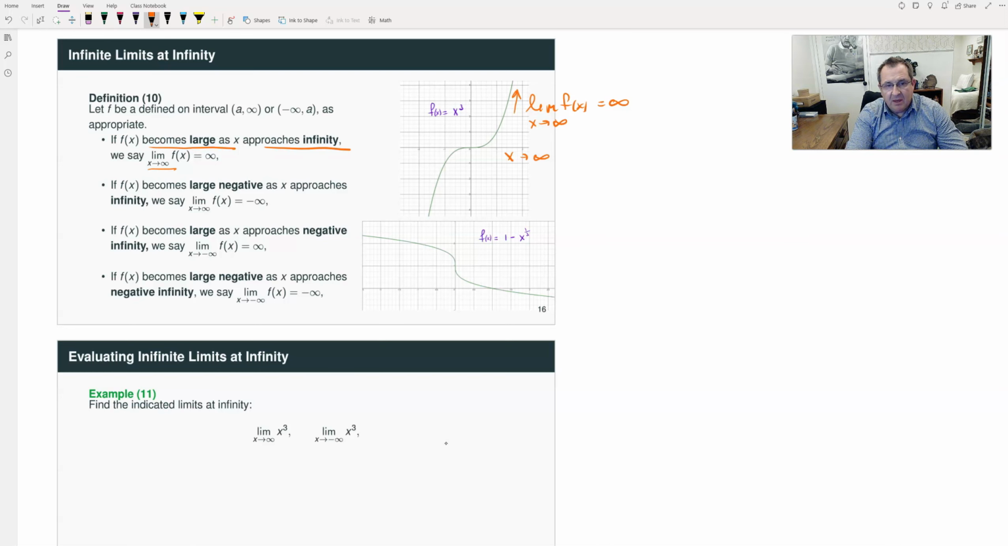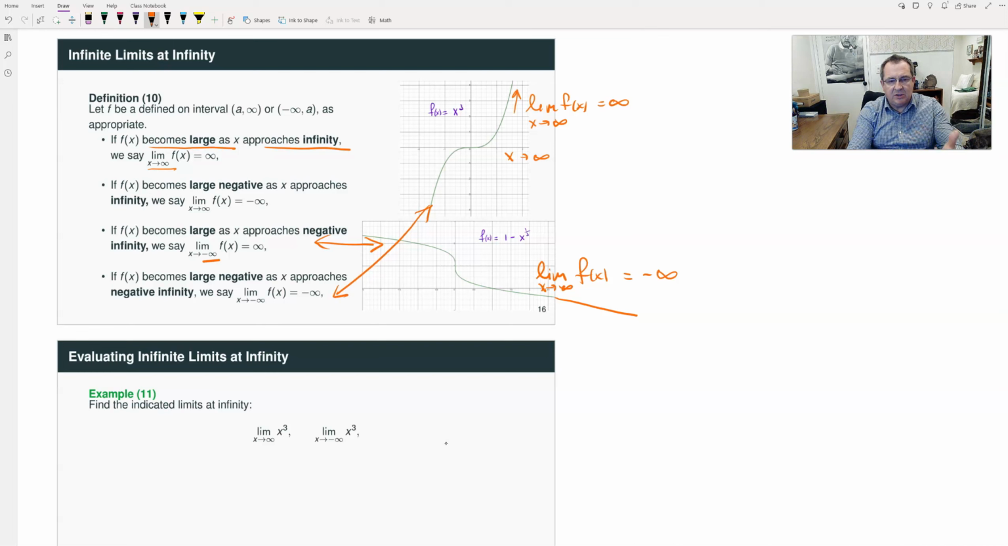In the same way, the value of the function can approach negative infinity, like for example here. As x increases, the function continues to go down, and eventually it will approach negative infinity. So we say that in this case, the limit of function f of x is negative infinity. Or we can look at what happens as x is approaching negative infinity. If the value of the function becomes large, we have this case. If the value of the function becomes large negative, we have that case.